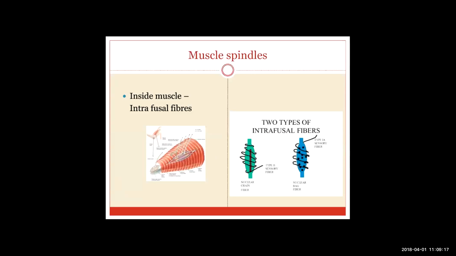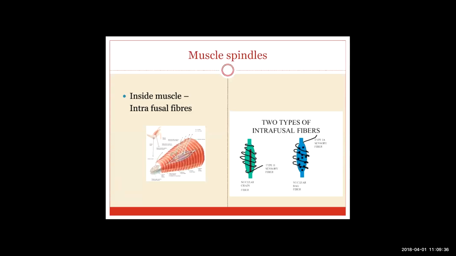And on the right hand side, the green picture shows you the nuclear chain. You can see in the center of it the nuclei. Multiple nuclei are there, and each of these are arranged in serial order like a chain, so it's called a nuclear chain. And on the other side, all the nuclei are put in a bag, so it's called a nuclear bag fiber.